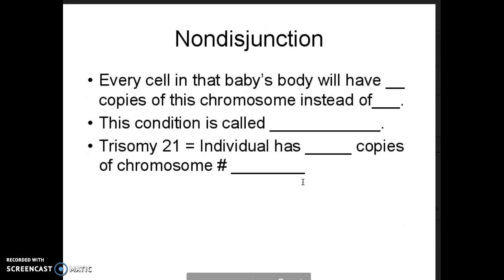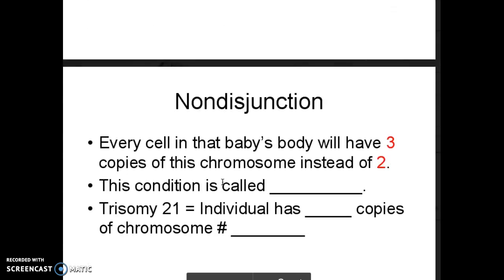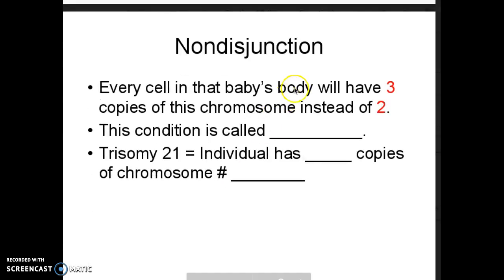So with non-disjunction, every cell in the baby's body will thus have how many copies of the chromosome instead of what? The normal is here. And if you have trisomy, we're going to fill these in. It's just a little review. The condition is called trisomy 21. Individuals have how many copies and of what chromosome? So every cell in the baby's body would have 3 copies of the chromosome. That's what the whole idea of trisomy is. Every cell gets that. From the starting embryo on, every cell will thus have 3, but you should have only typically 2.